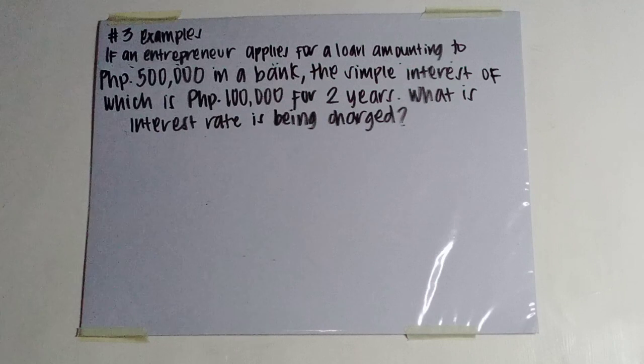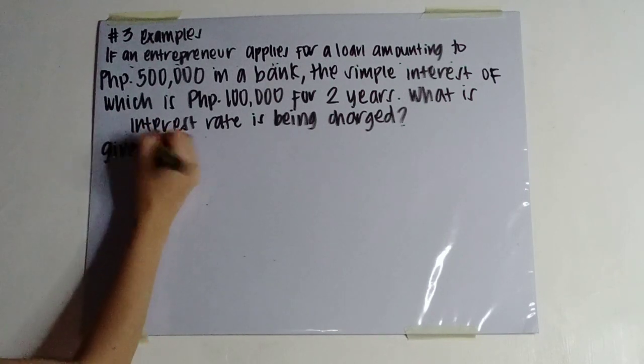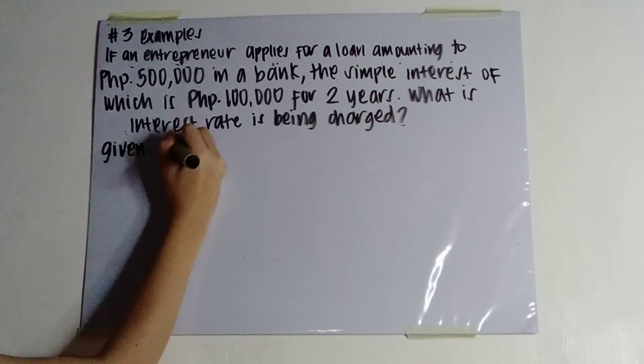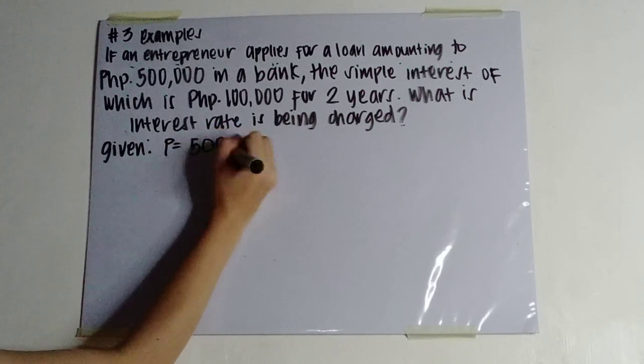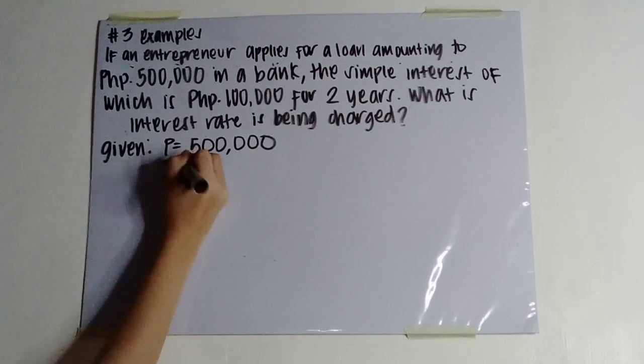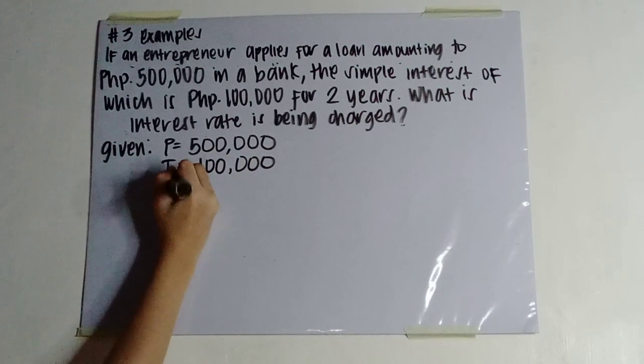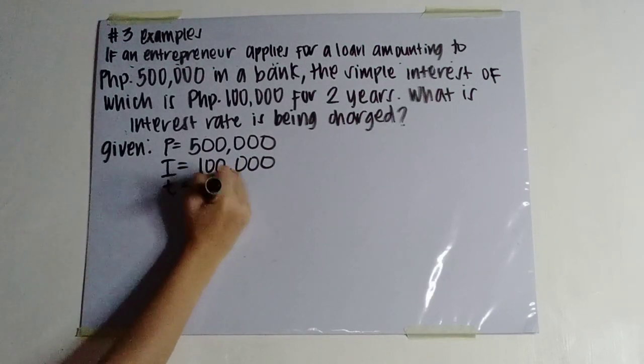Example number 3. If an entrepreneur applies for a loan amounting to 500,000 pesos in a bank, the simple interest of which is 100,000 pesos for 2 years, what interest rate is being charged? So write the given. The principal is 500,000 pesos. The interest is 100,000 pesos. And the time is 2 years.